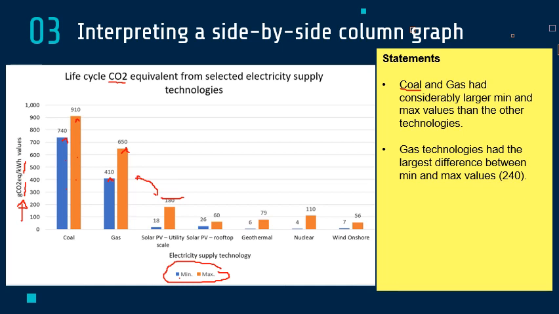Gas technologies had the largest difference between their minimum and maximum values. So now I'm not looking across the different technologies. I'm actually comparing the minimum and maximum values for this one technology. Because I saw there was quite a big gap here, I thought, how does this compare to the other technologies? And I actually found this was the largest difference, a difference of 240. So I thought, that's a good statement. I'm going to make that statement. Somebody might like to know that there is this big variability between how much carbon dioxide an efficient gas station produces compared to one that's inefficient.